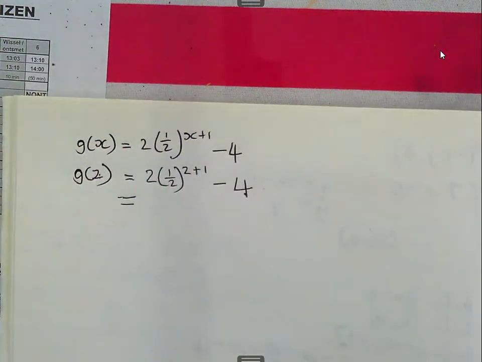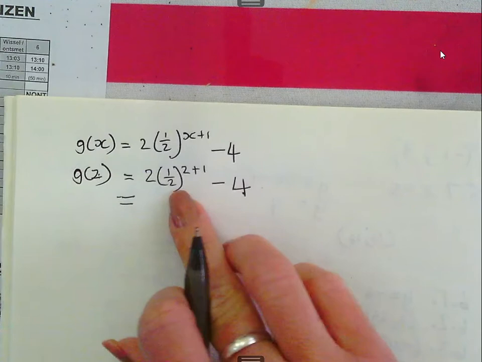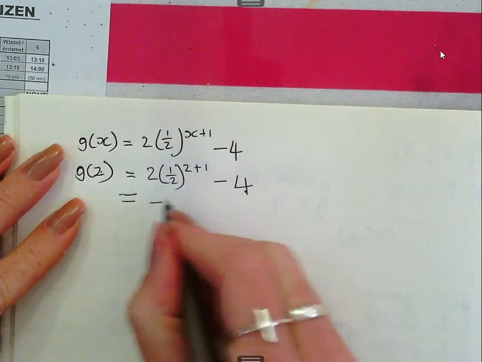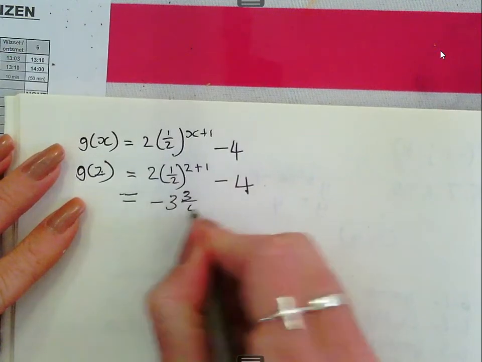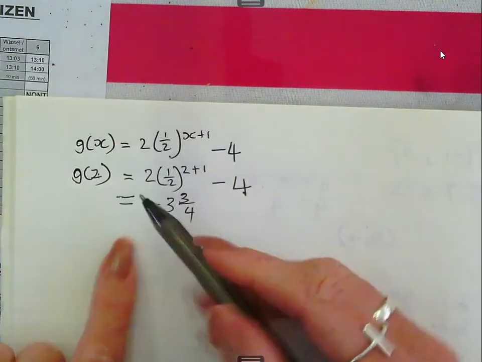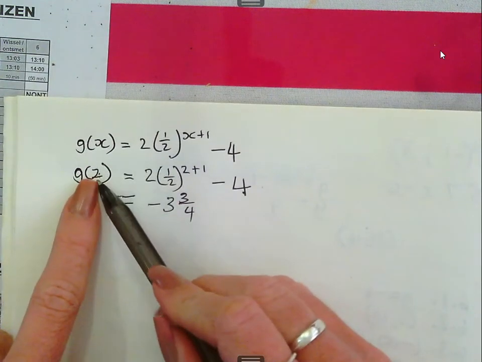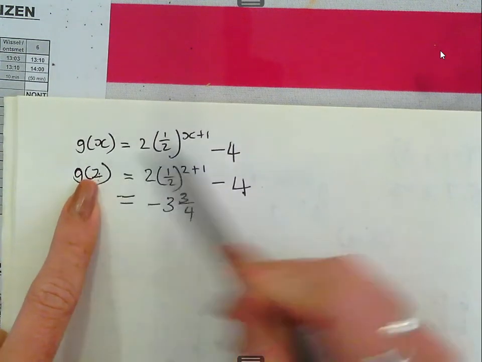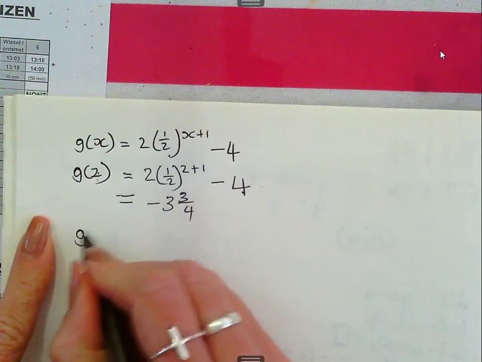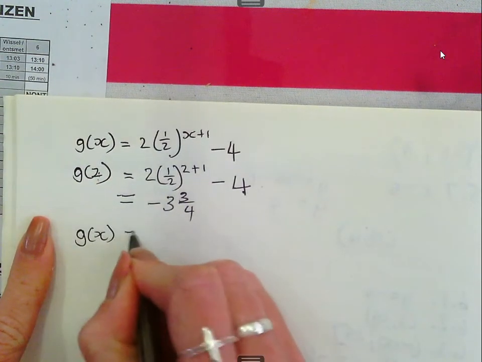I think that would be 1/8. 2 times the 1/8 is a quarter, minus 4 is negative 3 3/4. I think that's what the answer would be. But I'm not worried about the answer now. What I want to show you is when they put the 2 in the place of x, then you have to substitute the 2 in the place of x. But then they can also say g of x equal to 2.